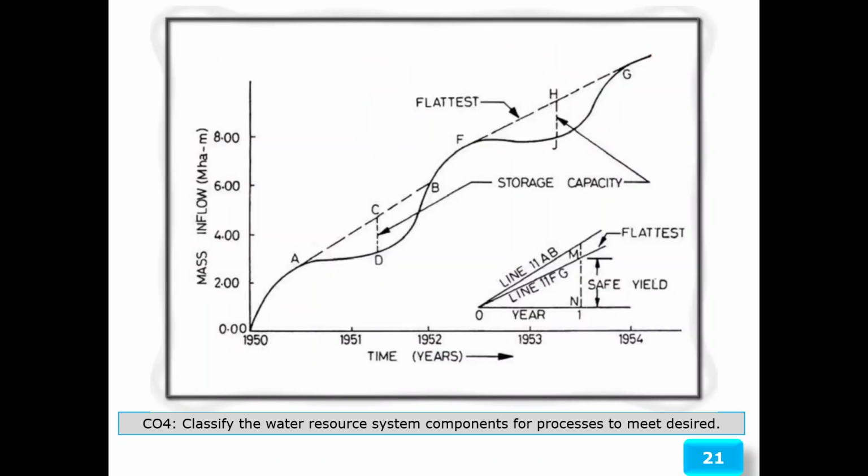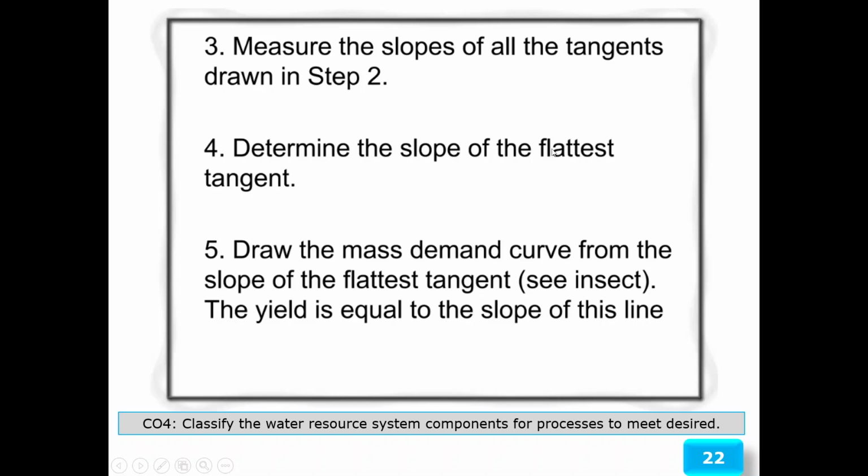In the same diagram, the mass inflow curve will cross 2, 4, 6, 8 based on the years. Then the storage capacity will depend upon the demands. Then measure the slopes of all the tangents drawn in the previous step. Determine the slope of the flattest tangent. Draw the mass demand curve from the slope of the flattest tangent. The yield is equal to the slope of this line.